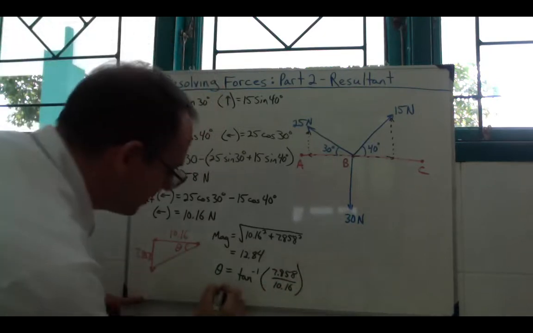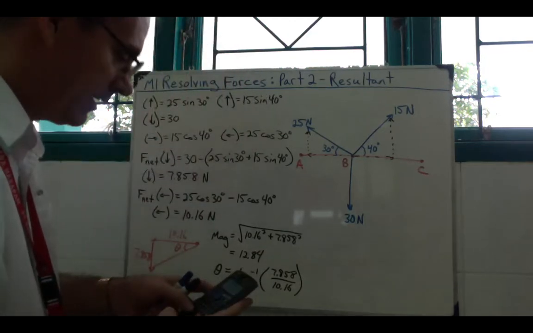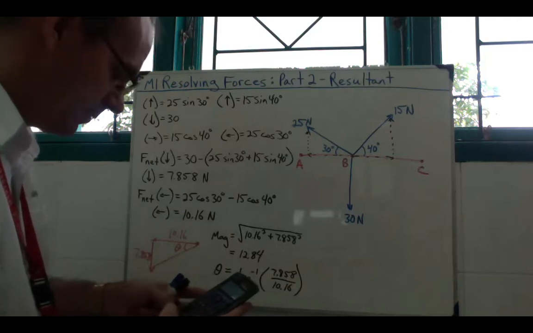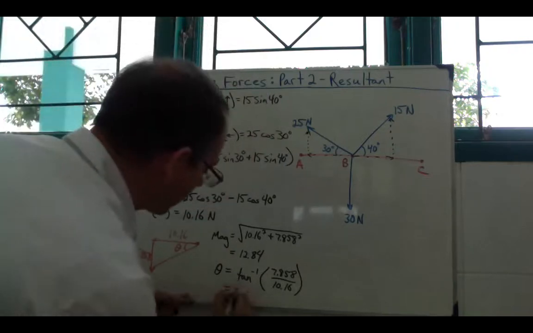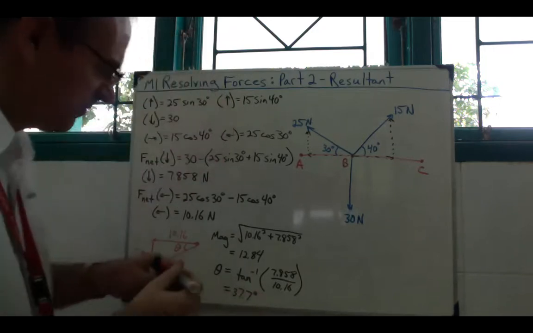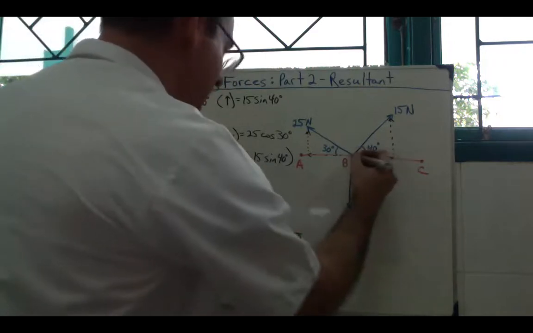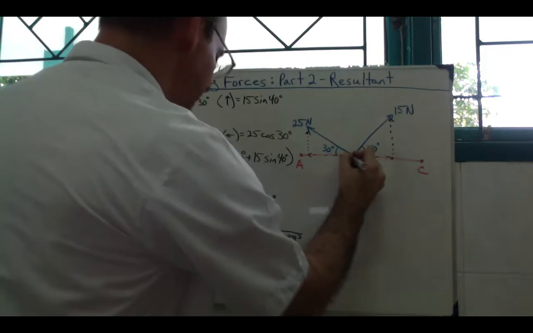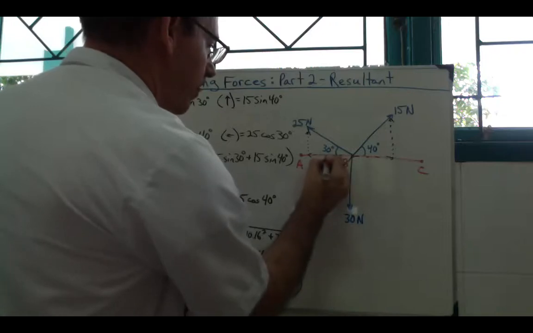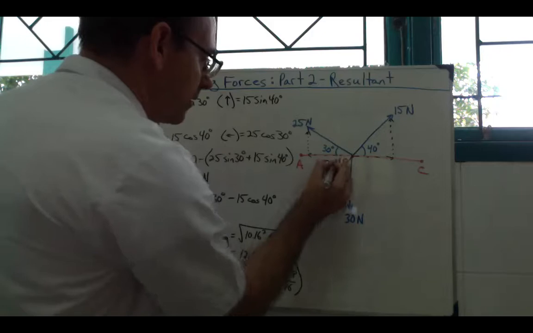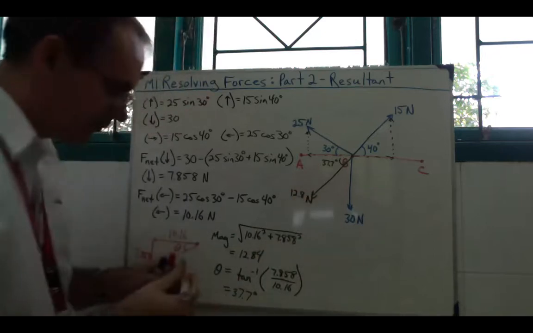So the inverse tangent, and that's going to give us an angle of inverse tangent 7.858 over 10.16, 37.7 degrees. Now, the way that we want to say this magnitude is coming off like this at 37.7 degrees with 12.8, for a 12.8 Newton force.